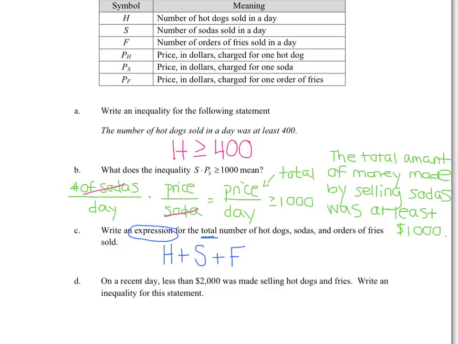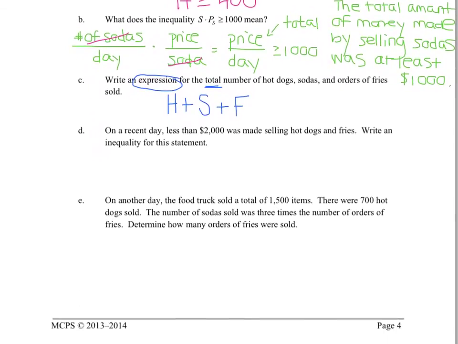On a recent day, less than $2,000 was made selling hot dogs and fries. Write an inequality for this statement. Well, we know that we sold H hot dogs. But I need to know how much money was made from that.